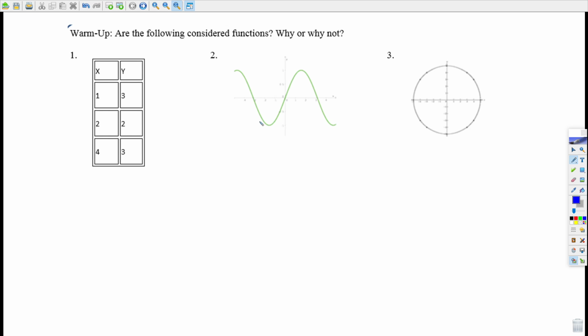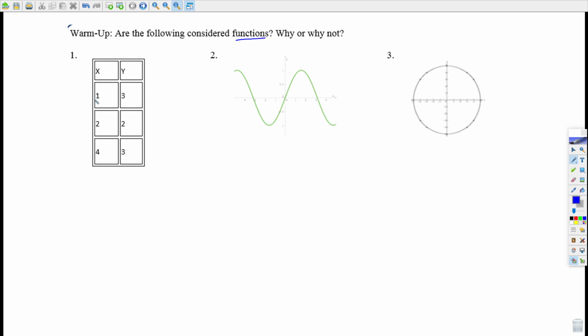I'll be going through the warm-up and the regular lesson, and also maybe a couple of the huddle problems, because it's not a very long lesson. So let's start off with the warm-up. We're looking at the table and some graphs to see if they are considered functions, and why or why not. We'll have a little explanation.